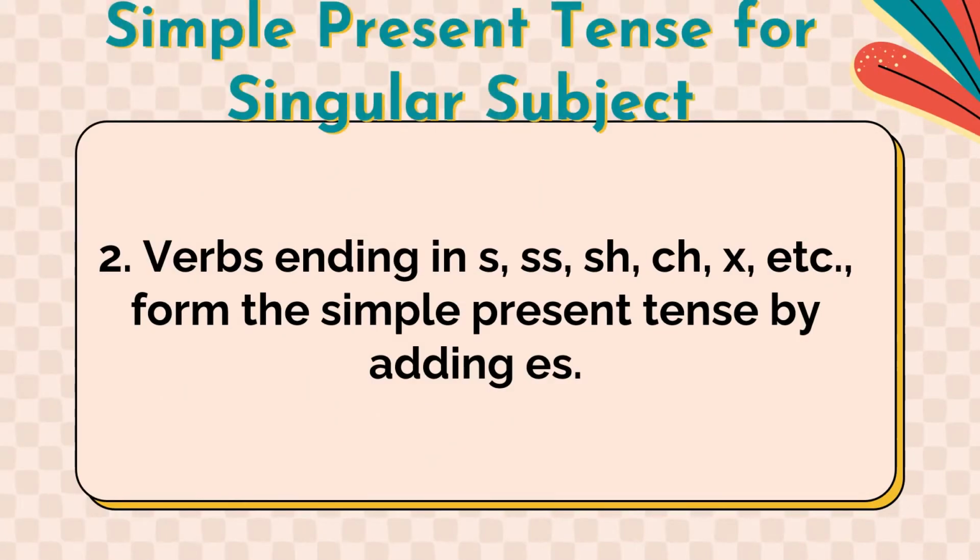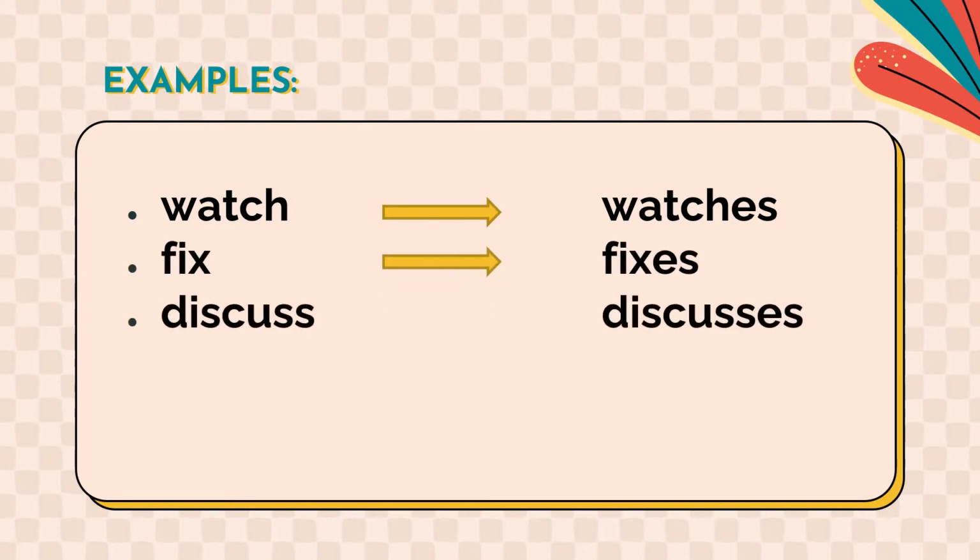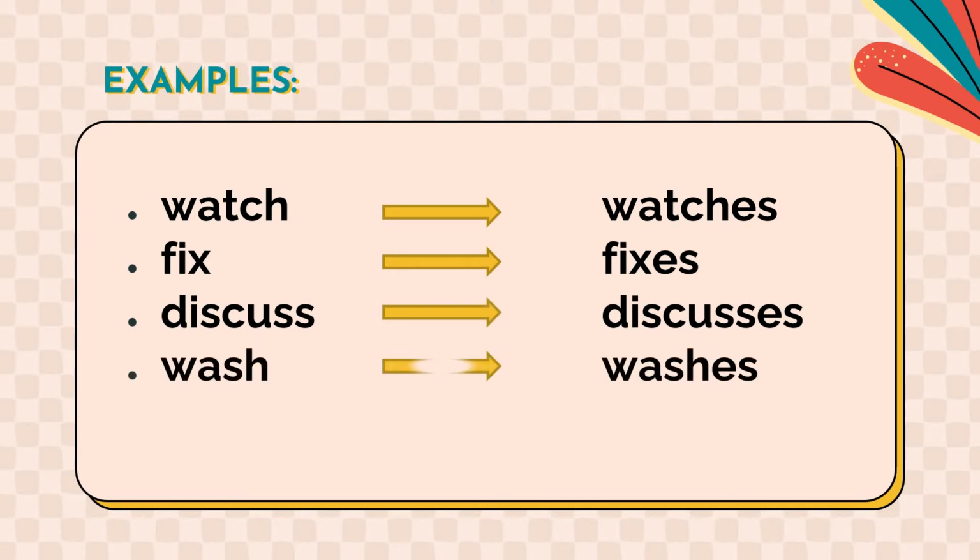Rule number 2 is verbs ending in s, ss, sh, ch, x, etc. form the simple present tense by adding es. So this is for singular subject. Examples, we have here watch will become watches, fix, fixes, discuss, discusses, wash, washes.